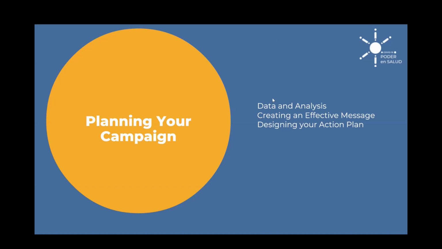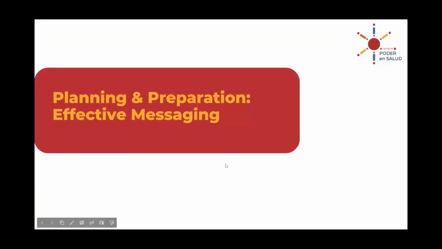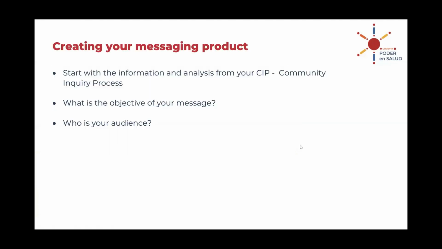I'm going to talk first about effective messaging. So the first step when you're putting together some kind of a messaging product is really to start with the analysis from your CIP, from your community inquiry process.